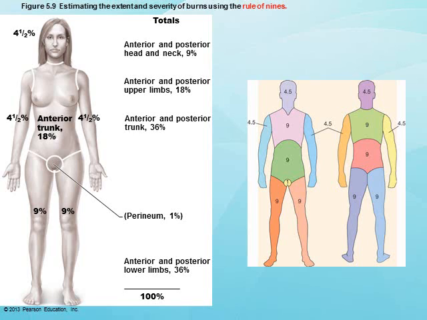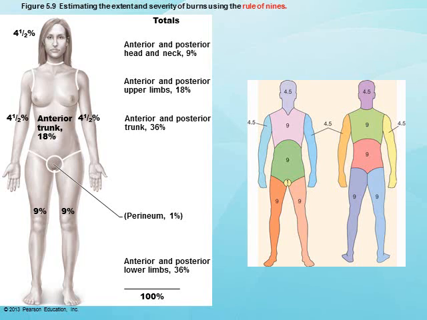We divide the body into different parts, and these are the two views of the body. This is the anterior view, and the other side is the posterior view. The anterior head and the posterior of the head together are 9% of your body. The front part of your chest is another 9%. The upper part of your back, the back of your chest, is another 9%. Belly is 9%, and the lower back is 9%.